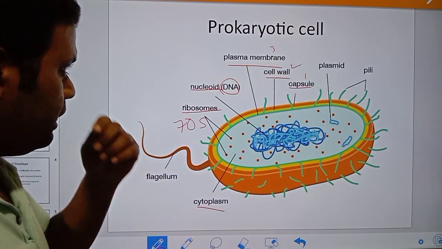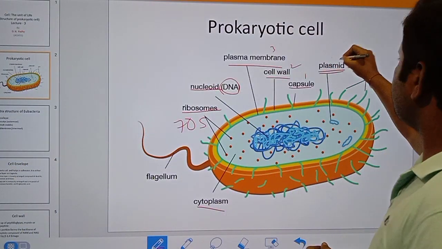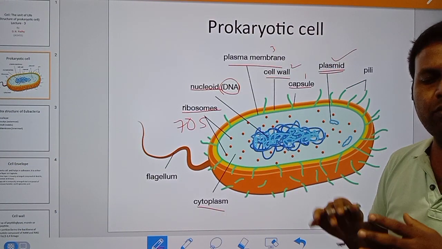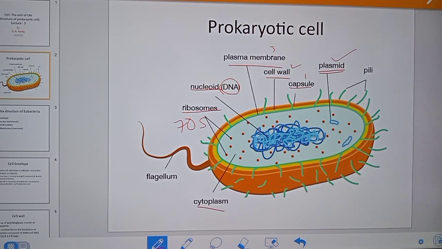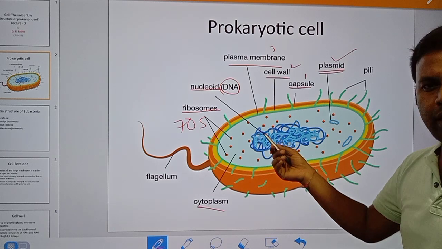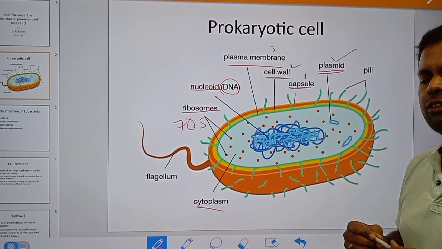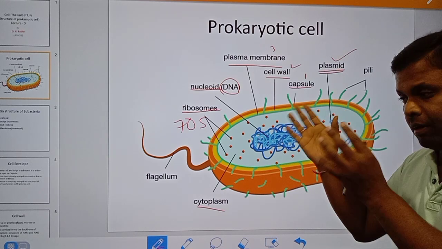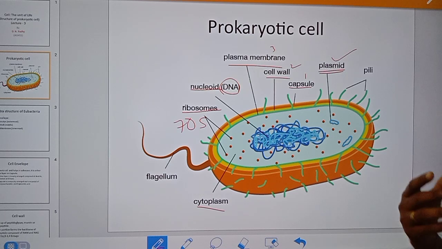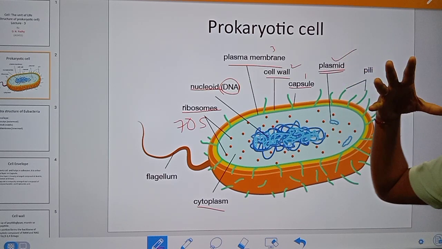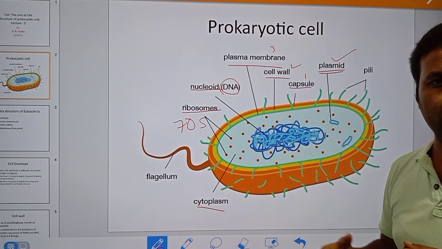What next does it contain? It contains a plasmid. It's a little bit important, so remember this word plasmid. Plasmid is also an extrachromosomal circular DNA. If this is the main DNA, then some extra circular DNA is present, called the plasmid, which is associated with different functions. The plasmid carries out a number of functions, and this is the part which is right now used in biotechnological approaches.